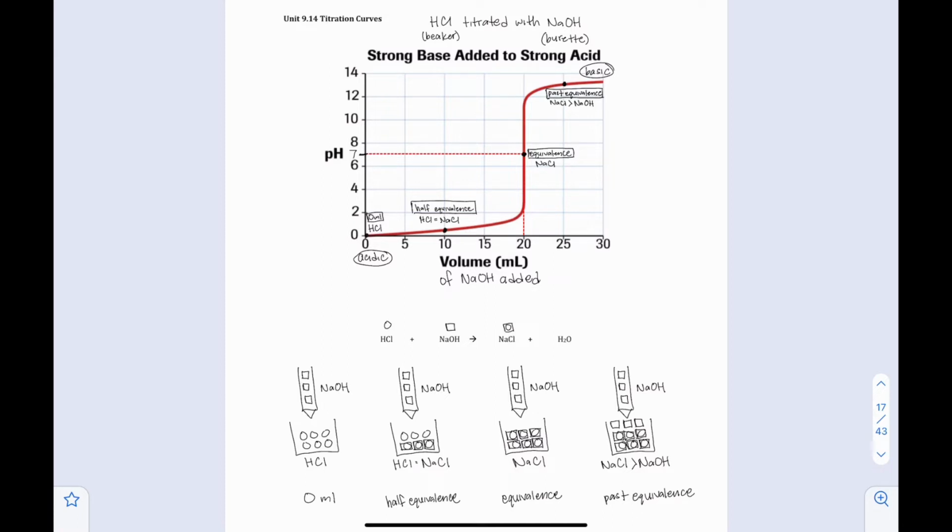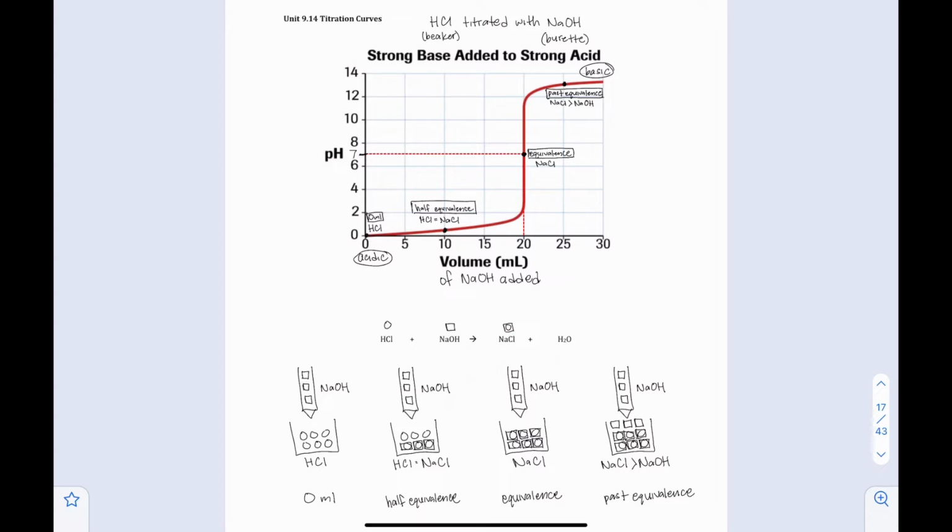The initial setup looks like the one I drew all the way on the left, with NaOH in the burette and HCl in the beaker. At this point, 0 mL of titrant have been added, so we haven't started the titration yet. On the graph, 0 mL of NaOH added is at a very low pH because it's just HCl in the beaker.